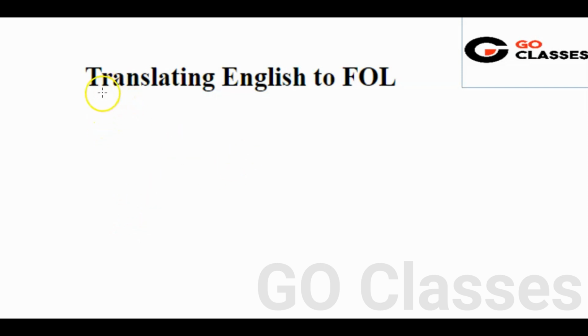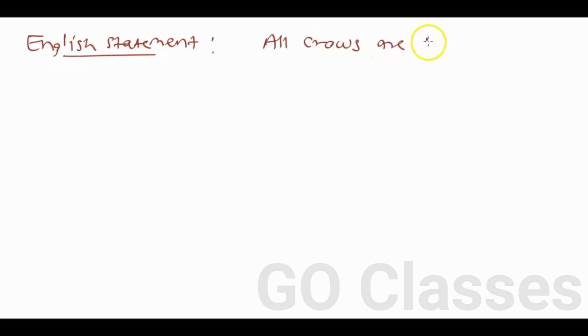In this lecture we will see how to translate an English statement into a first order logic expression. Let's assume we have some English statement, for example, "all crows are black". So this is an English statement. Now we need to study how to convert this English statement into a first order logic expression.